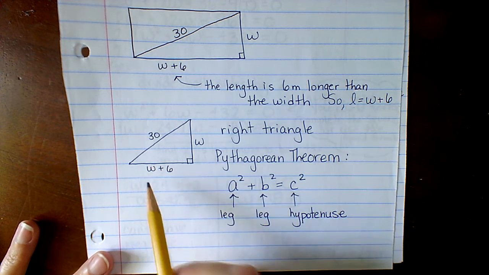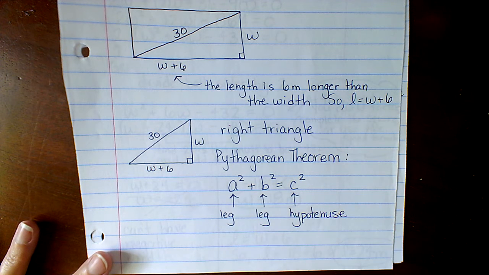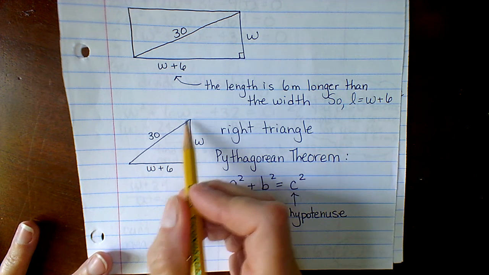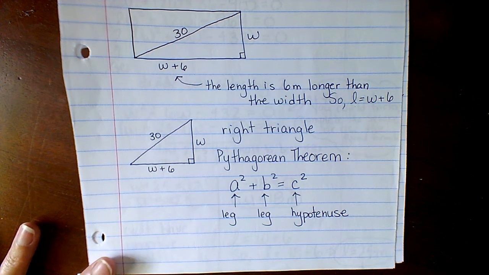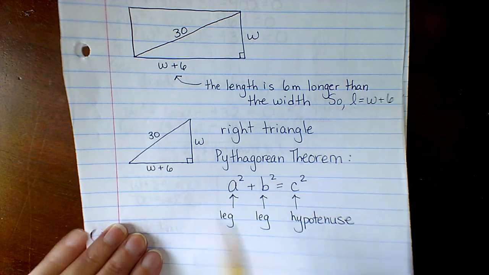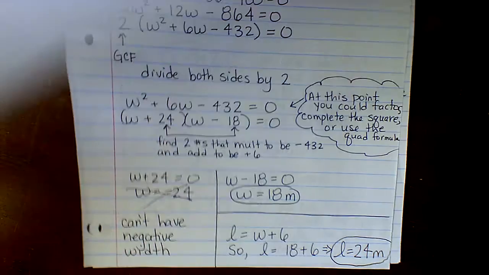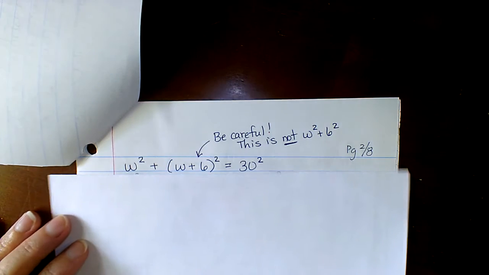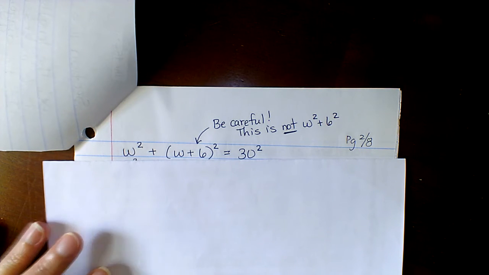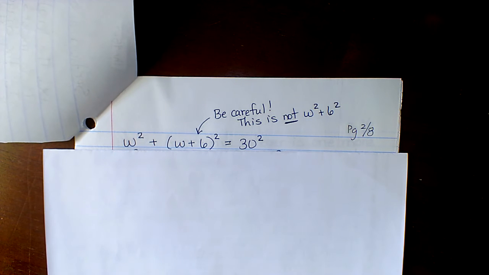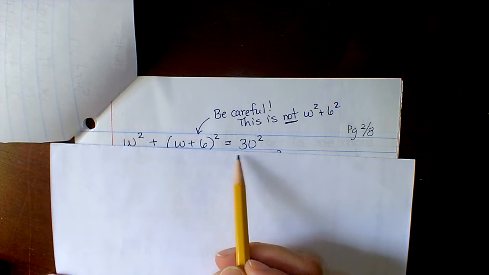This is going to give me my quadratic here by substituting this into the Pythagorean Theorem. So remember, the legs make up the right angle. The hypotenuse is this diagonal component right there. So substituting W in for one leg, W plus 6 in for the other, and 30 for the hypotenuse, we get this quadratic. So now the new part of this section is done. The new part was taking a word problem and translating it into a quadratic. At this point, it's solving a quadratic.